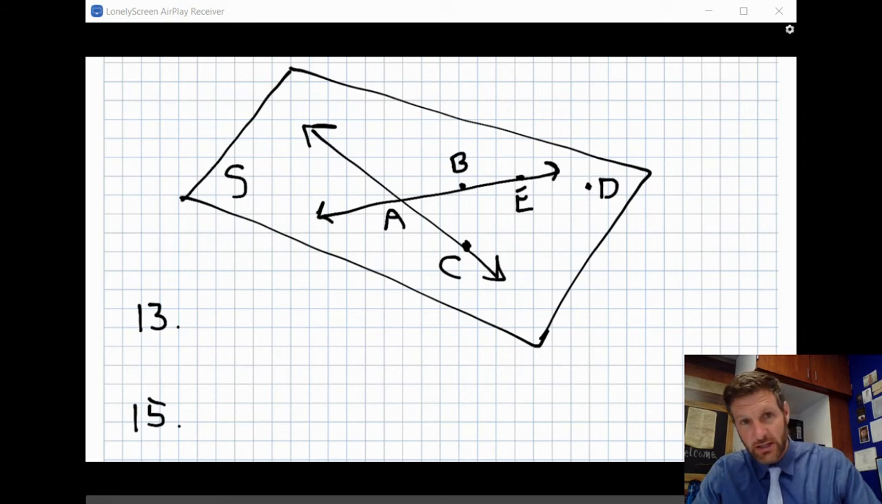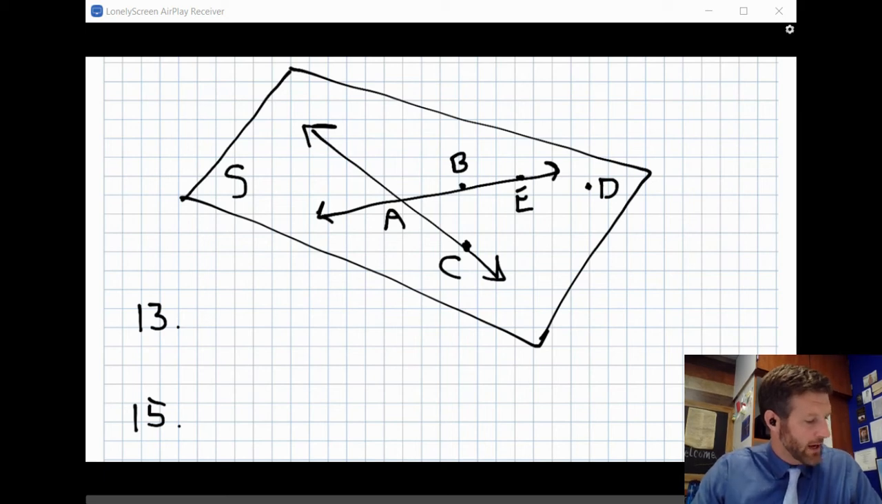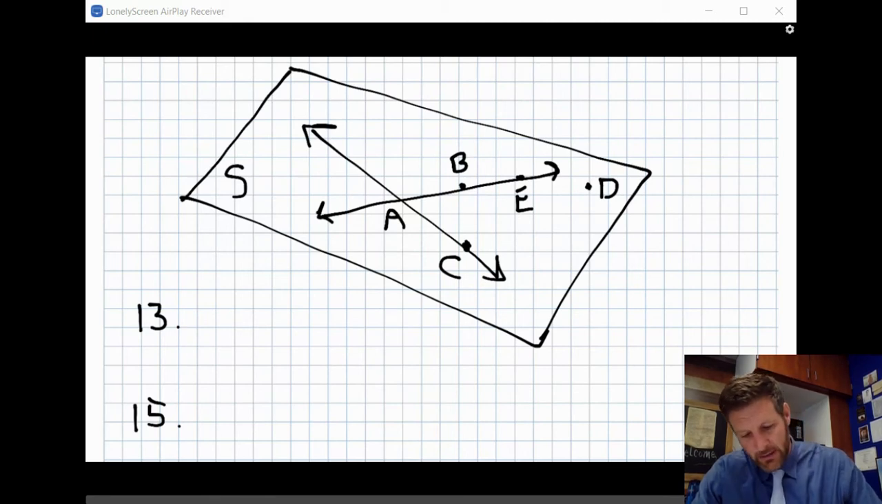I'll usually sketch things if they're really relevant to what we're talking about. Number 13 asks, the directions say, use the figure to name each of the following. So we're identifying them. 13 says 3 collinear points. If you remember, collinear means to share a line, so 3 points on the same line. I've got 2 lines here, basically this one right here and this one right here.